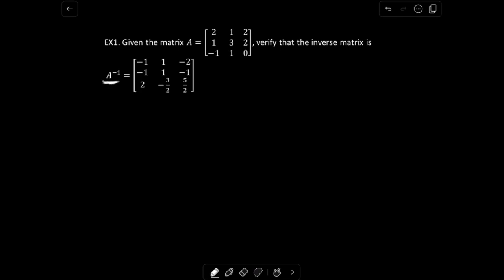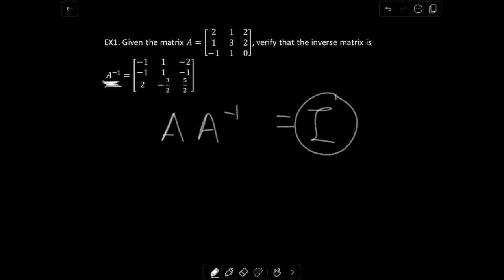So how are we going to handle this example? Well, if this is in fact the actual inverse, then the original matrix A multiplied by this supposed inverse should give us an identity matrix I. If this is not the inverse, then we'll get something that isn't the identity matrix. We'll get some other nonsense. So take a minute and try this example.